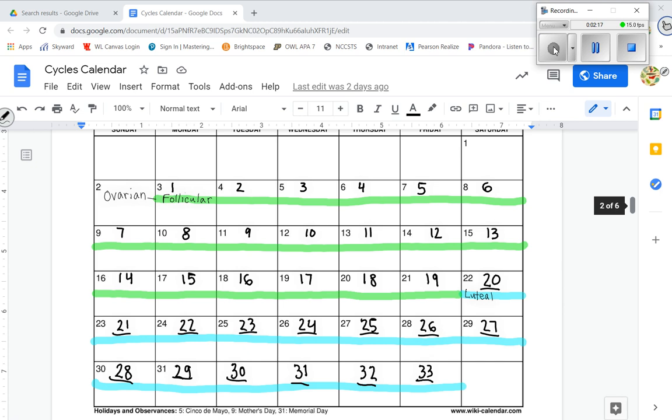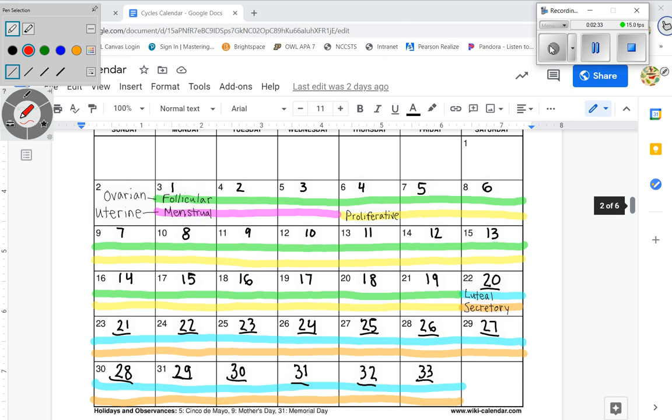So she told us that she has a heavy period that lasts for 3 days. So we know that the first 3 days has to be her menstrual phase, and then the secretory phase is always the same as the luteal phase. So now you can highlight that. All right, and now we have her uterine cycle on the calendar.